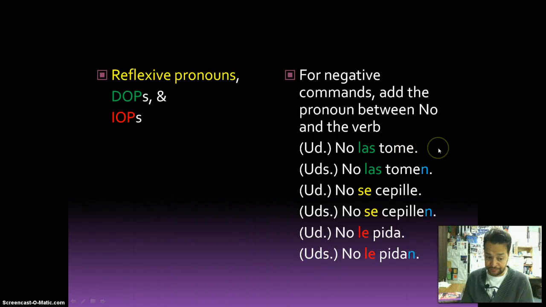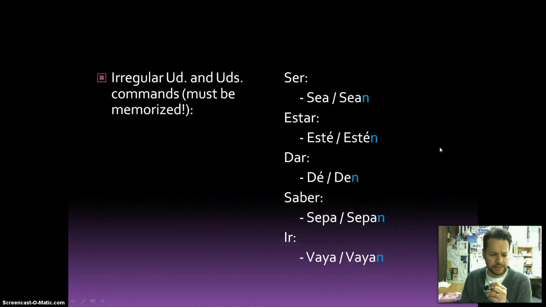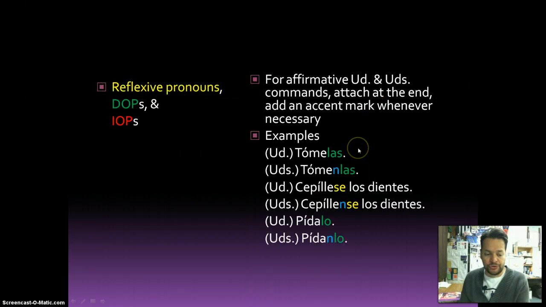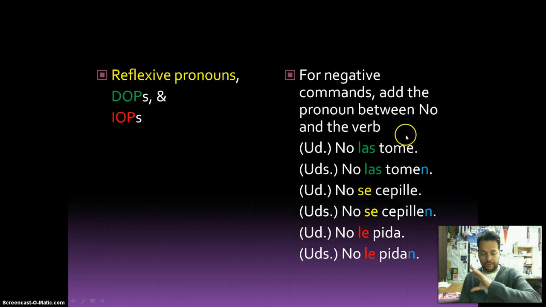So once again, let's see here. If you know how to do all these, now you just squeeze in the pronoun right in the middle of those two words to utilize those pronouns. No las tome for usted. No las tomen for all of you, for ustedes. No se cepille for usted. No se cepillen for ustedes. No le pida for usted. And then finally, no le pidan for ustedes.